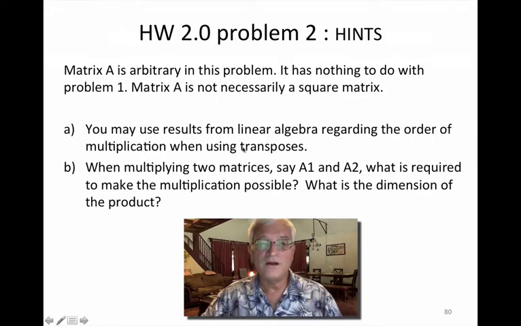So with that, give it a shot. There's 2 ways to do it. There's an easy way, going back to looking at linear algebra rules, and there's a difficult way, looking at all the indices of matrix A1 and A2, which in this case are A transpose and A. You still need to address what the dimension is of the product and why that multiplication is legal.